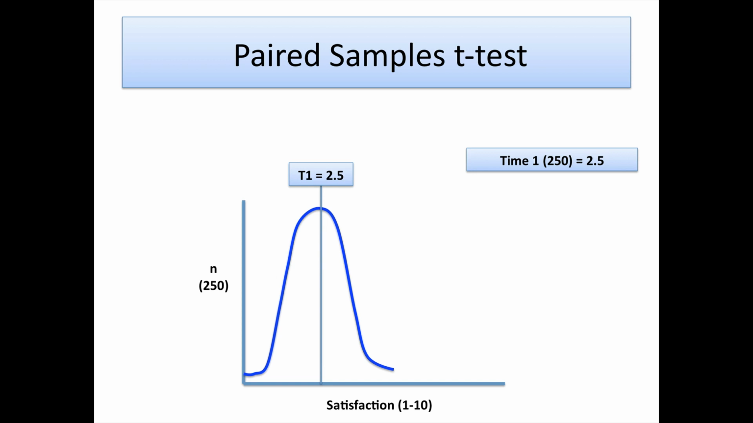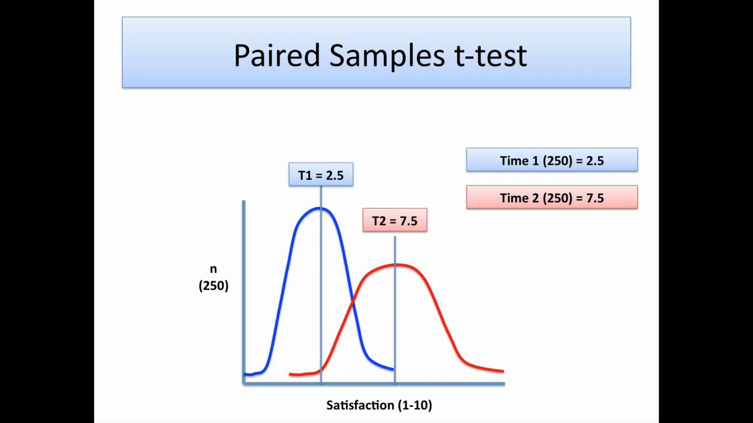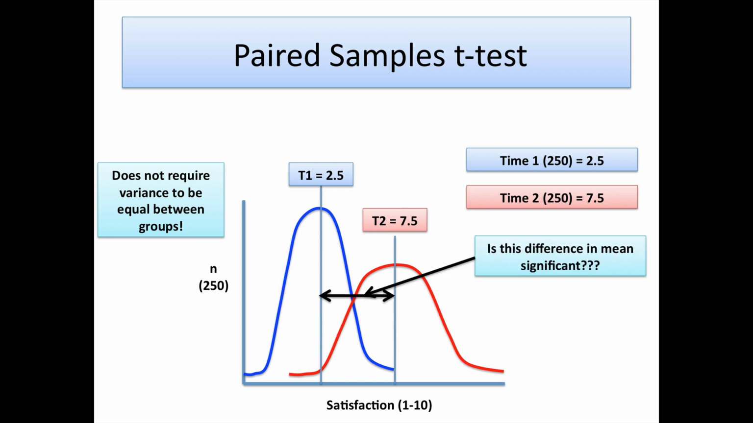So what does a paired samples t-test look like? Basically, we can have two different observations, and what we're looking to see is whether these two observations differ in their mean score. You can see here for a satisfaction variable on a scale of 1 to 10, at time 1 the mean score of people was 2.5. At time 2 this changed to 7.5. So what we're testing here is whether between time 1 and time 2 the mean difference that we observe is actually significant or whether it's due to chance.